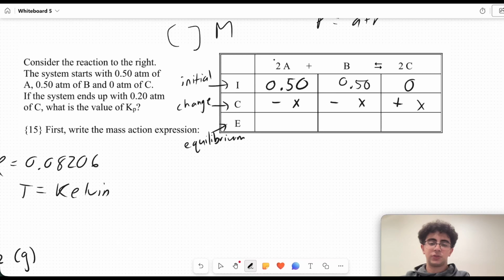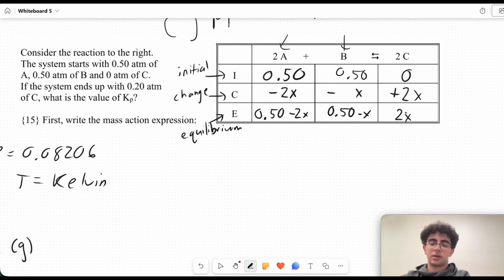However, notice how this is 2A and this is B. So 2 A's are reacting for every B. That means the change here is going to be minus 2X, and this is only minus 1X. Because for every 1 B that reacts, 2 A's react. And then 2 C's form, so this would be plus 2X. So at equilibrium, this is going to be your initial, and then with your change. Same thing here, your initial with your change. And then here is going to be 2X, because it's your initial plus your change.